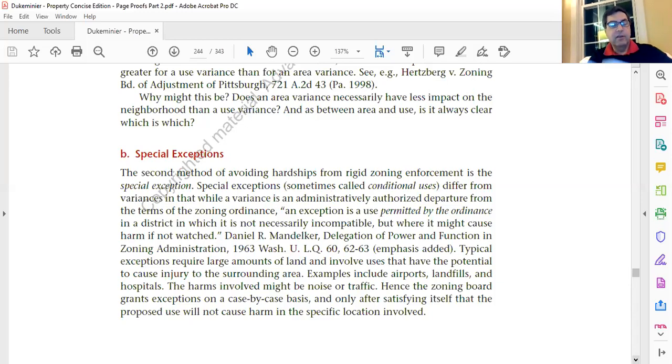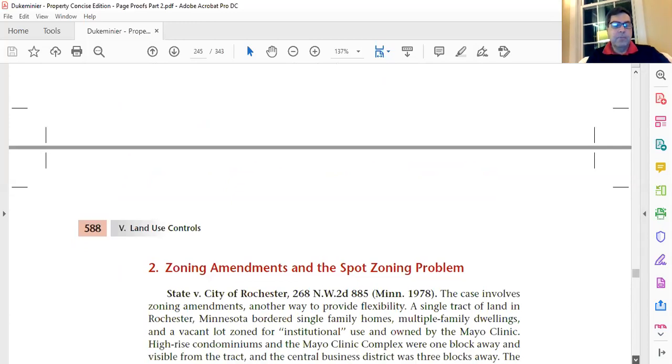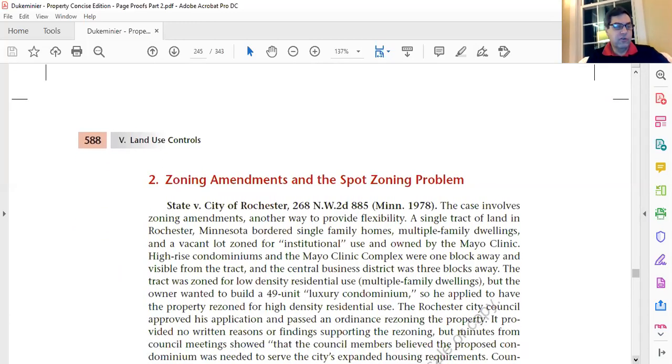The next mechanism that is discussed in the book to put some flexibility into the zoning process is the zoning amendment. So here on page 588, we have the case State versus City of Rochester from Minnesota. This is a situation where a person wasn't seeking a variance and wasn't seeking a special exception. Instead, they were asking to have their land rezoned. They wanted the zoning regulations to be changed so that this particular area would have a different zoning classification.